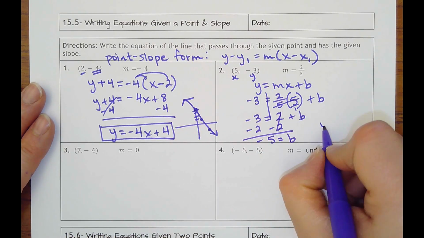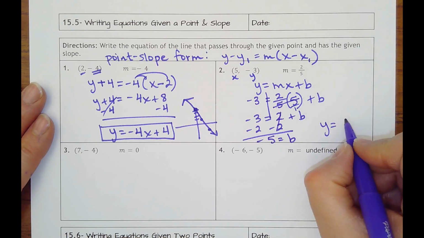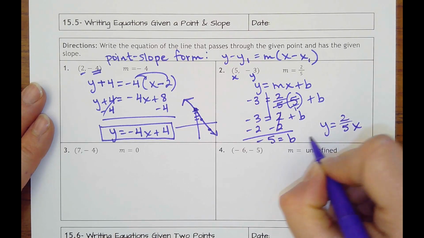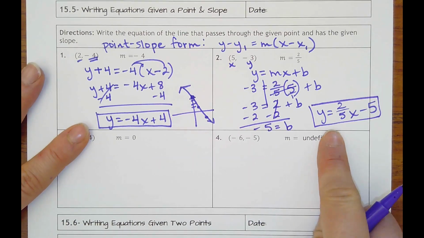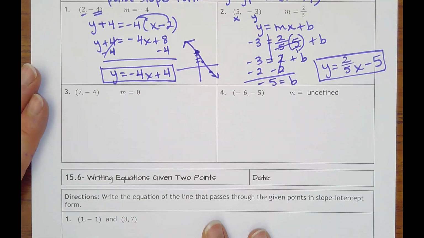So if my b is -5, to write my equation, I put my slope back in, 2/5 times x, and then my b is just -5. So I don't know which way you're going to prefer. I'm assuming maybe this one, but I don't know.